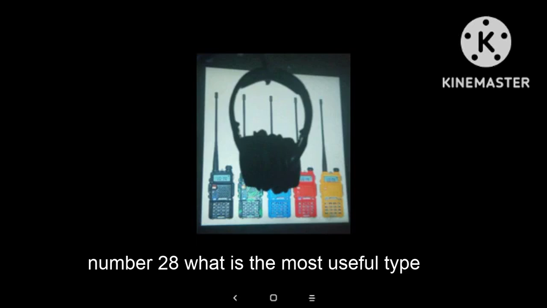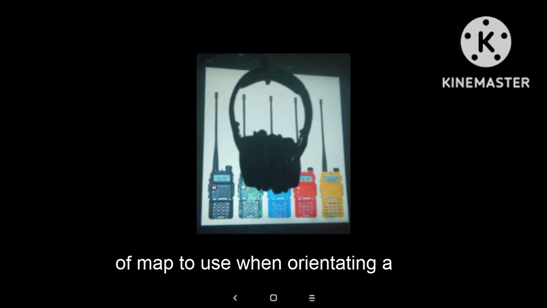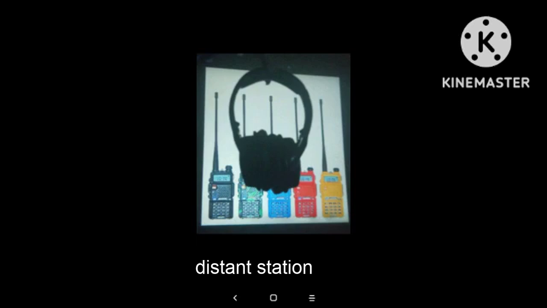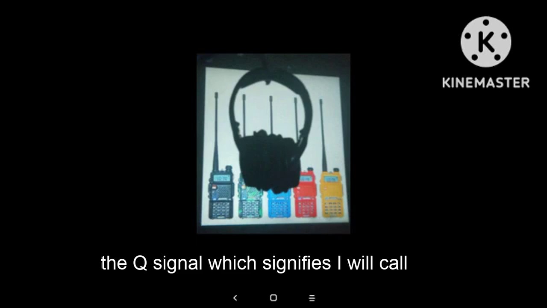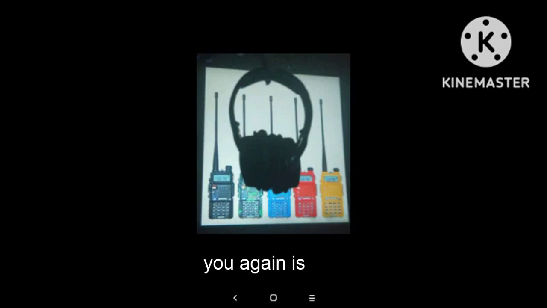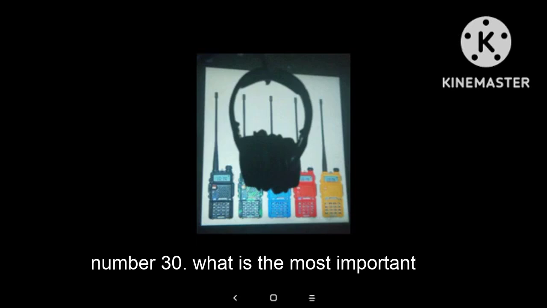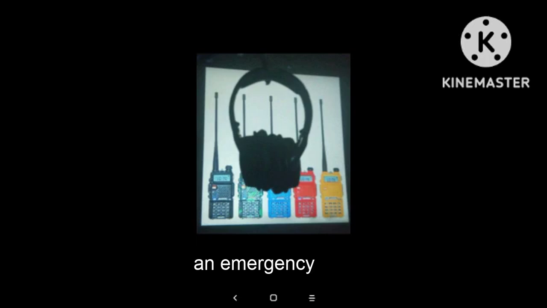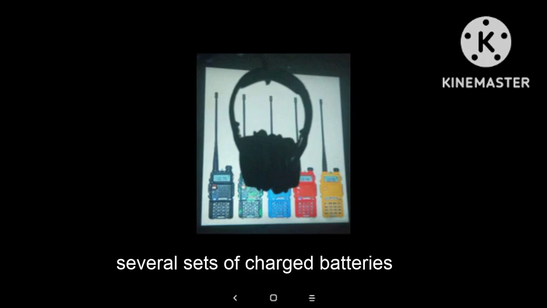Number 28. What is the most useful type of map to use when orientating a directional HF antenna towards a distant station? Azimuthal. Number 29. The Q signal which signifies I will call you again is QRX. Number 30. What is the most important accessory to have for a handheld radio in an emergency? Several sets of charged batteries.